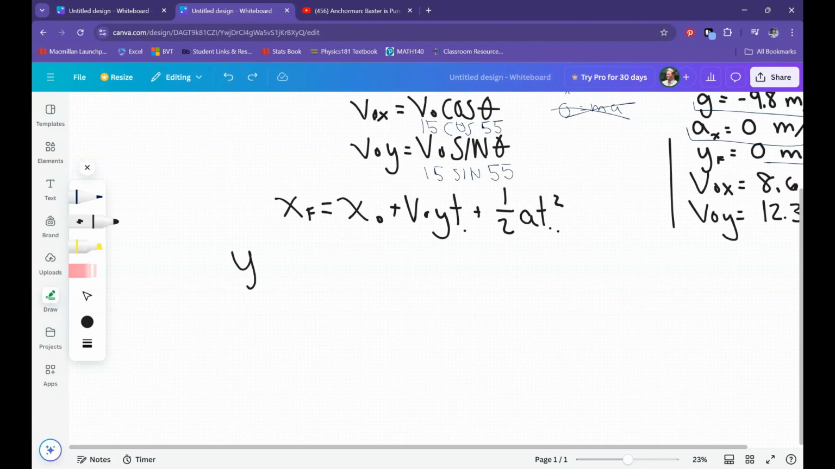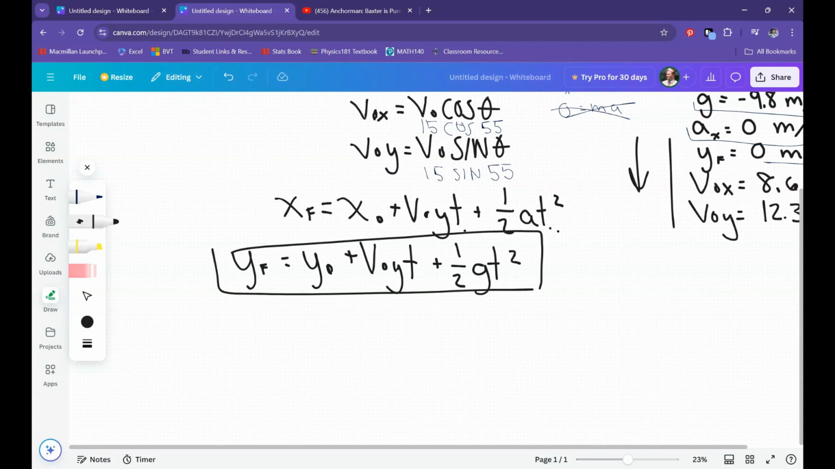We also have our equation for y final, which we know all of the values for, right? Because we have y final equals y naught plus v y t, we know everything except for t, obviously, plus 1/2 g, not a, because in this case the g is acting down in the y direction, g t squared. So this is what we're going to want to use to solve for t.